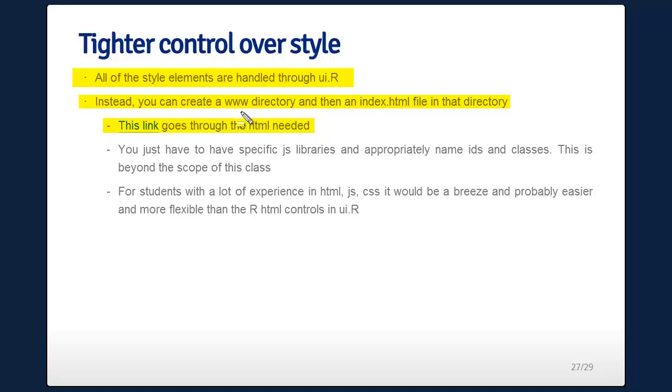What you have to do is just get rid of your UI.r function and create a directory called www, and in that directory have a file called index.html. And then when you go to this link, it'll show you basically how you have to just have the inputs labeled in a specific way, and then Shiny will recognize them. And so you just have to have specific JavaScript libraries installed and appropriately named IDs and classes.